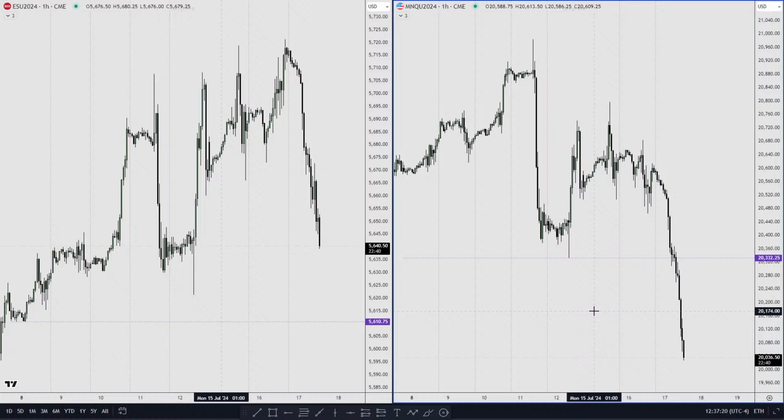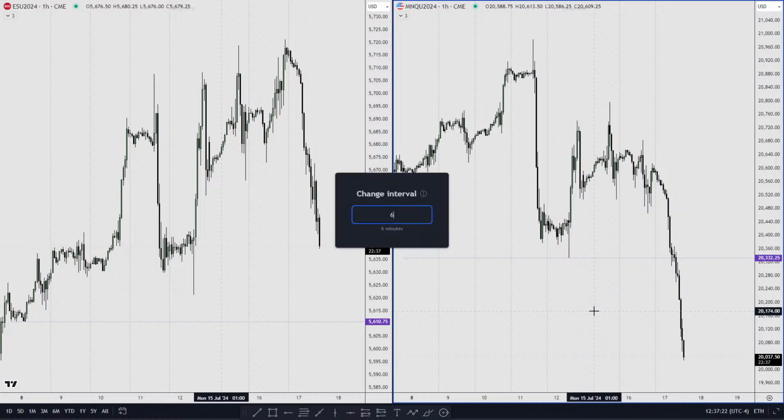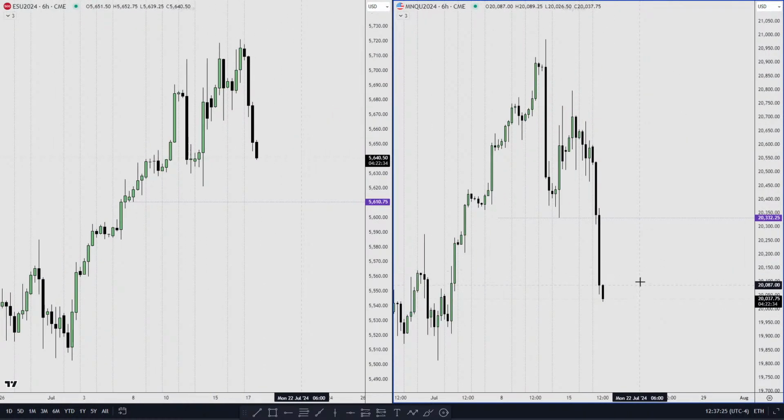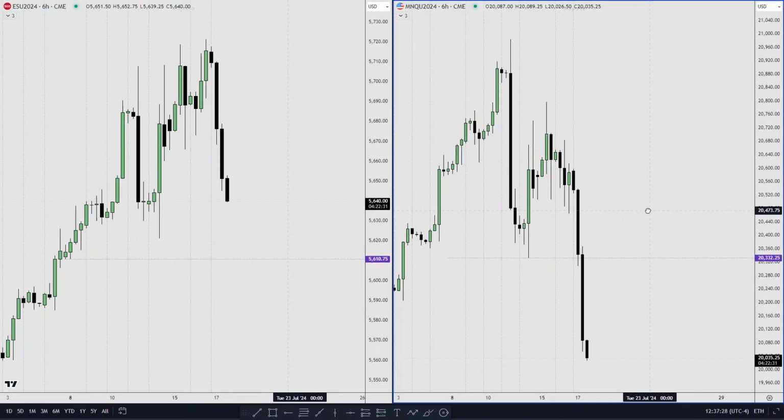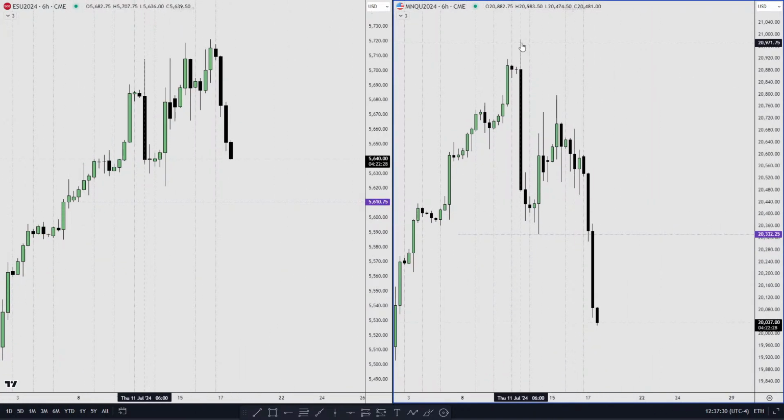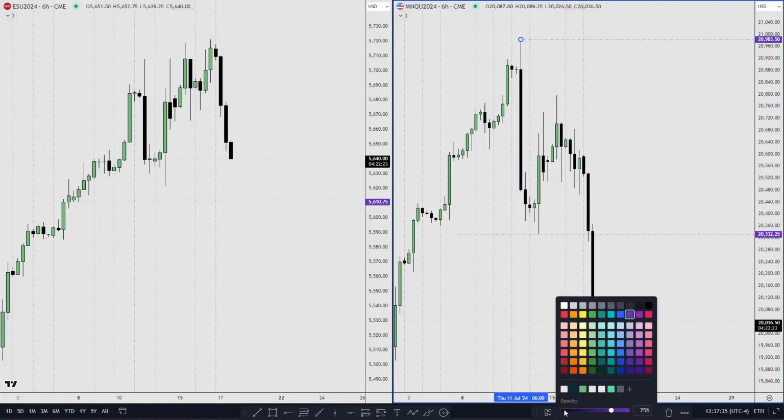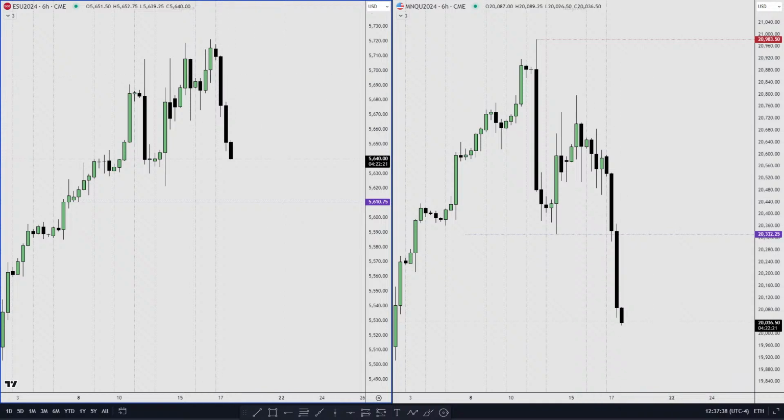Let's go to the 6 hours. Okay, so here you can see that this is the previous week's high for Nasdaq, and this is the previous week's high for ES. Sorry, this high here. So ES took out the previous week's high, NQ did not. So this is a very clear SMT.